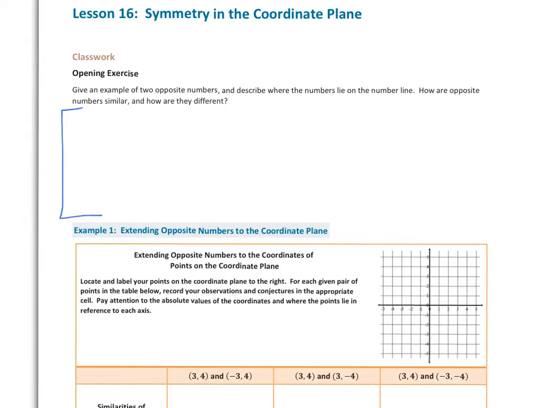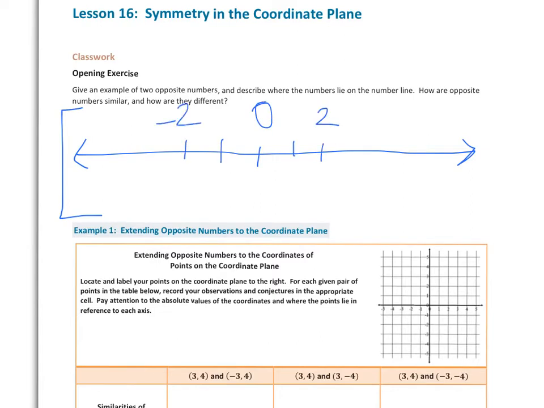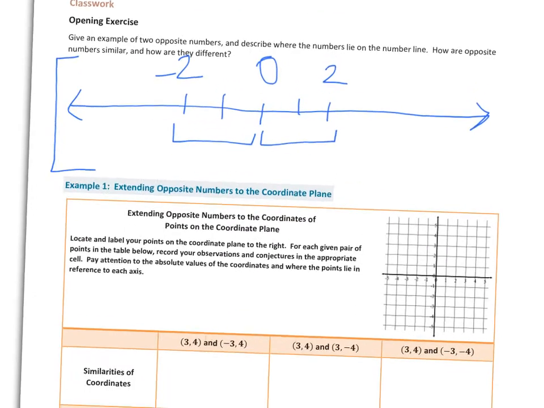Okay, I hope you paused me. So the example I'm going to give you is I'm just going to do 2 and -2. So there's 0 in the middle of my number line. Bam, 2, bam, -2. Same distance from 0, totally different value. Let's see how that's going to fit in with our graphing. On down we go.